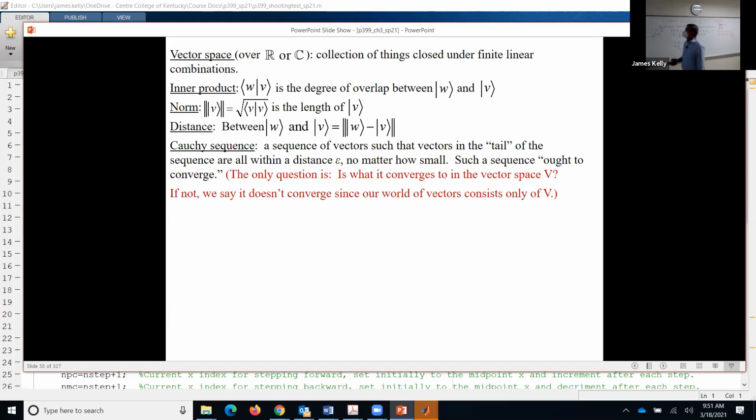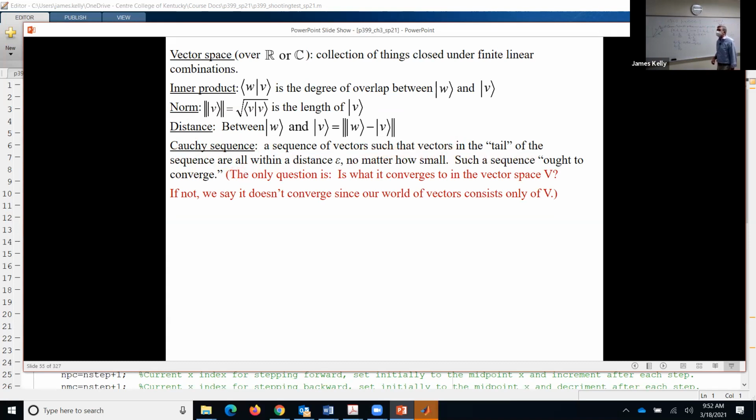So that's our notion of distance. And then here's the example of a sequence that should converge, or ought to converge. It's called a Cauchy sequence. If you take real analysis, you'll probably learn about Cauchy sequences at some point. It's a sequence of vectors. We usually think of an infinite sequence of vectors. And if you take the first 50 vectors, there's some leftover tail at the end of the sequence.